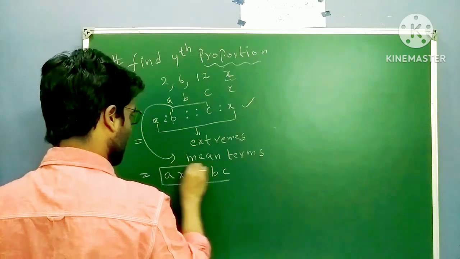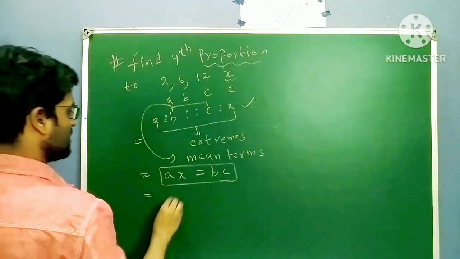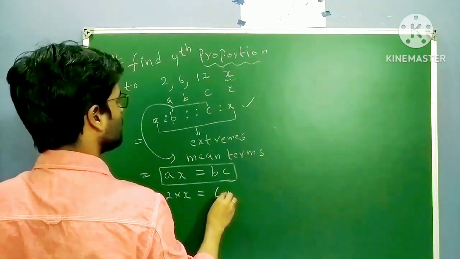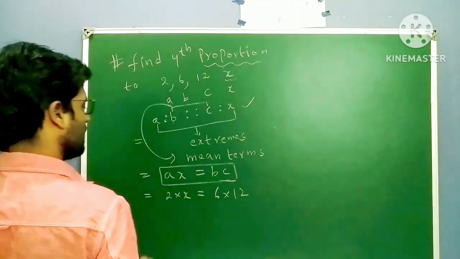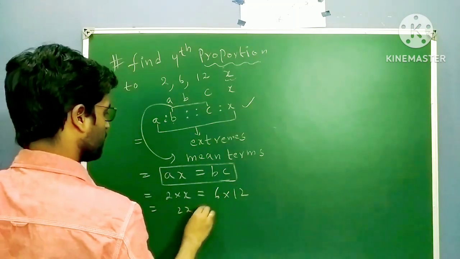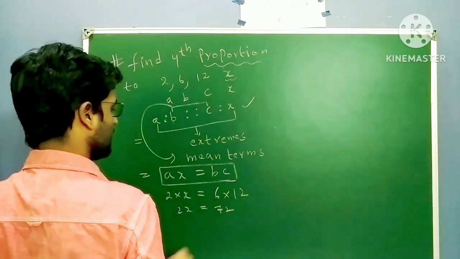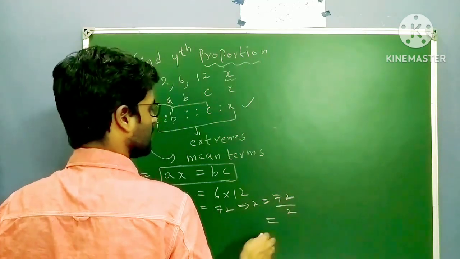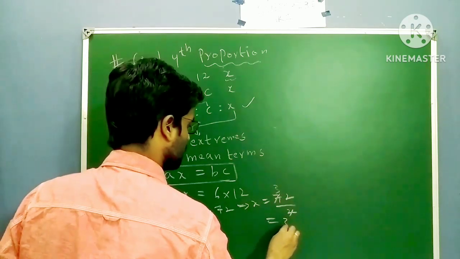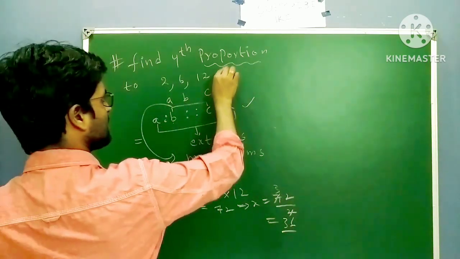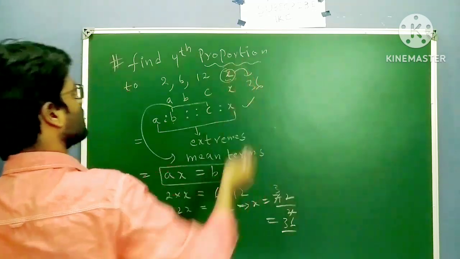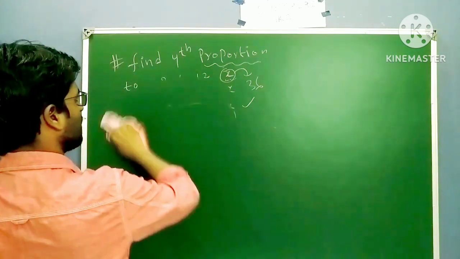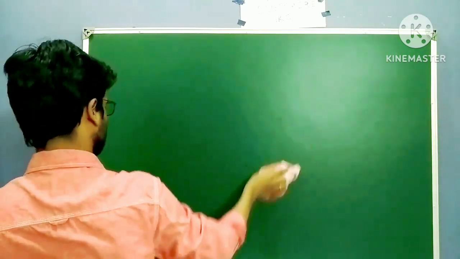So this equation you have to get, right? So put the values now. A is nothing but 2, x, b is nothing but 6 into c is nothing but 12. So 2x equal to 72. X equal to 72 by 2, that means 2 3s are 6, 2 6s are 12, so 36. So x equal to 36. This is nothing but your fourth proportion.